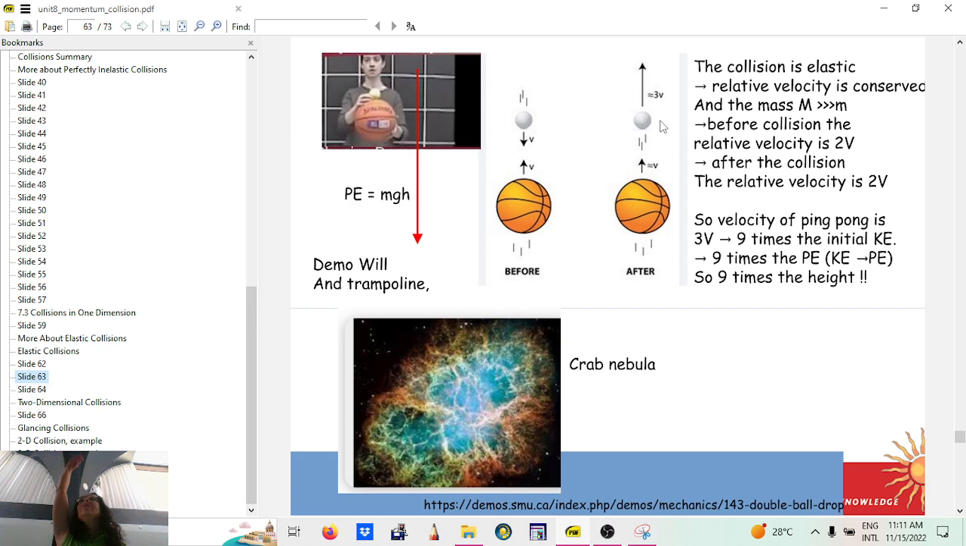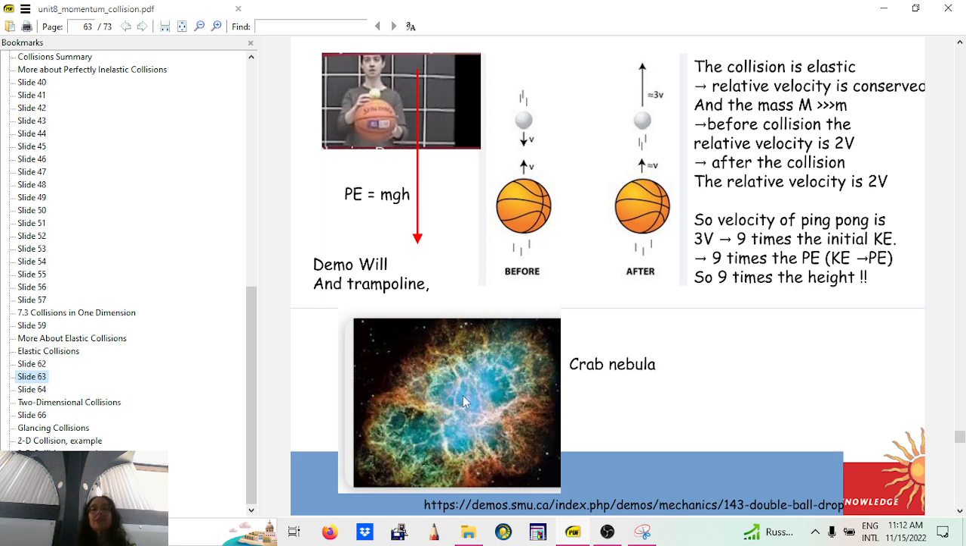So what's going to happen to the height? All that kinetic energy will turn into height, into potential energy, so the height will be multiplied by 9. Because all that kinetic energy goes to height, potential energy. 9 times the kinetic energy, 9 times the potential energy. Potential energy is proportional to height, so 9 times as high. Got me? Isn't that interesting?